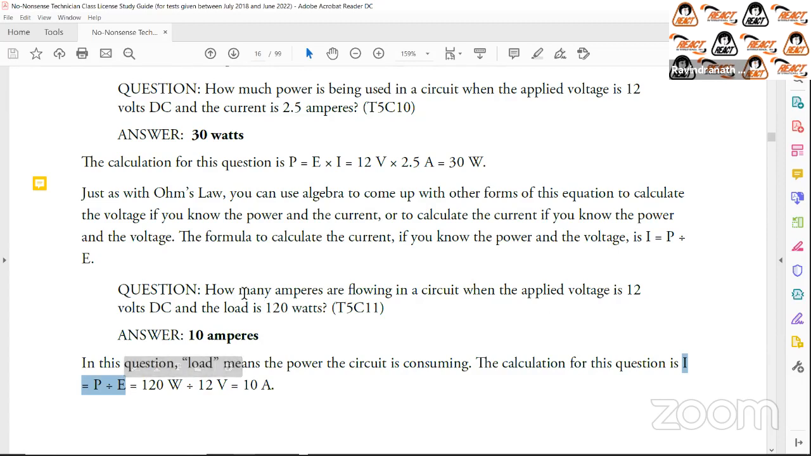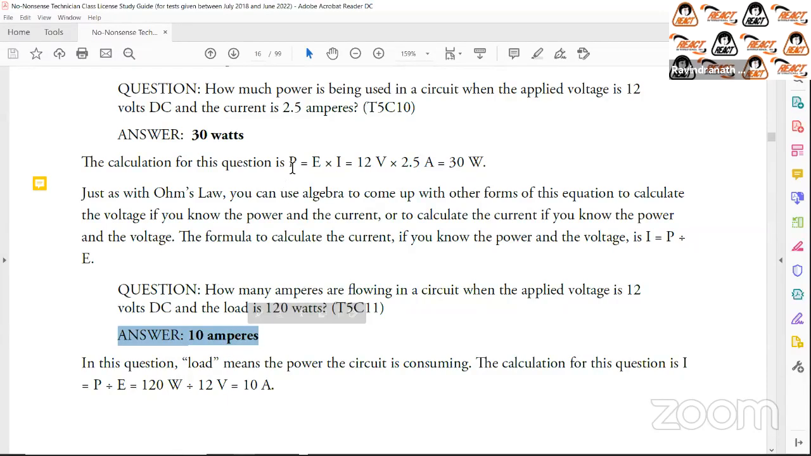Because they have asked us how many amperes are flowing, we need to find out the current flow. So if the voltage is 12 volts and the load is 120 watts, we plug it into the formula as we see here. 120 watts divided by 12 volts. Well, fairly straightforward. 12 into 120, we get 10 amps or 10 amperes. And notice the various ways they write things, right? In the formula 10A, 10 amps. So the answer is 10 amperes.